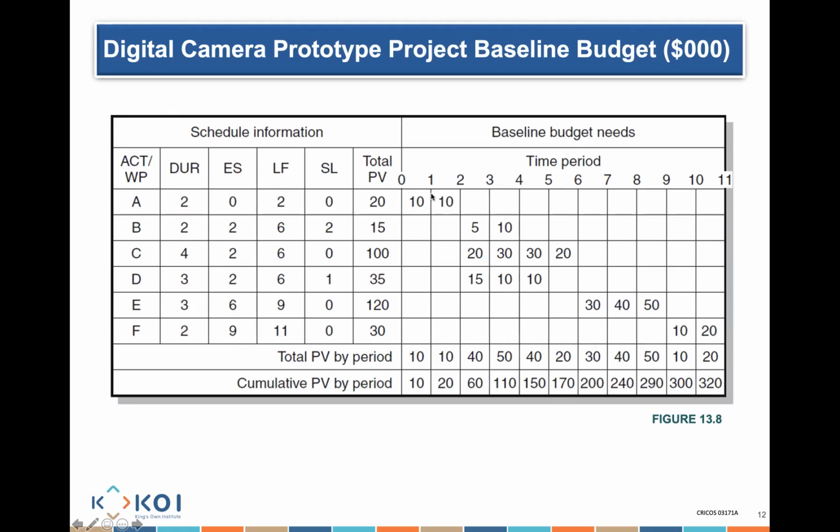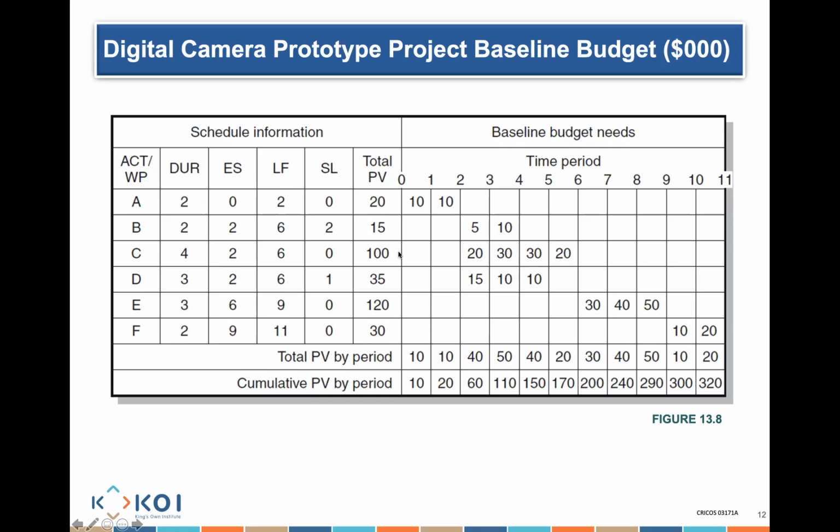Guys, activity A is supposed to cost me $20. If I tell you I finished 50% of it, how much have I earned? If I say I've done 50%, 10. So that's 50% of the plan. That's correct. 10.